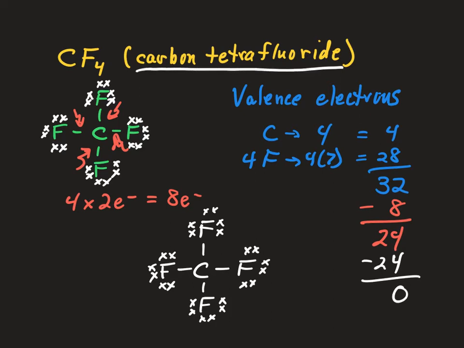Okay? So we put the least electronegative atom in the center. We add up our valence electrons. We subtract our bonds. We find out how many are left. We distribute them from outside in until we're out. So that's another straightforward one to begin with.